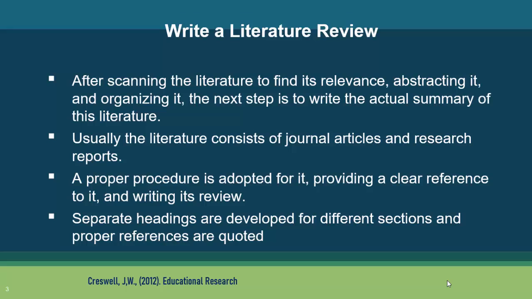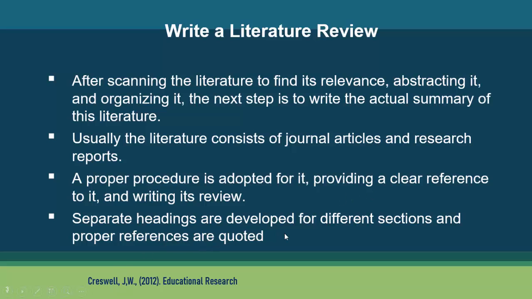After scanning the literature to find its relevance, abstracting it and organizing it, the next step is to write the actual summary of the literature. Usually the literature consists of journal articles and research reports. We discussed in the last lecture as well that we take literature from different journals, from books, or from research reports. A proper procedure is adopted for it, providing a clear reference and writing its review. When we write the review, we quote the proper reference, like in this slide, for which the reference has been given.